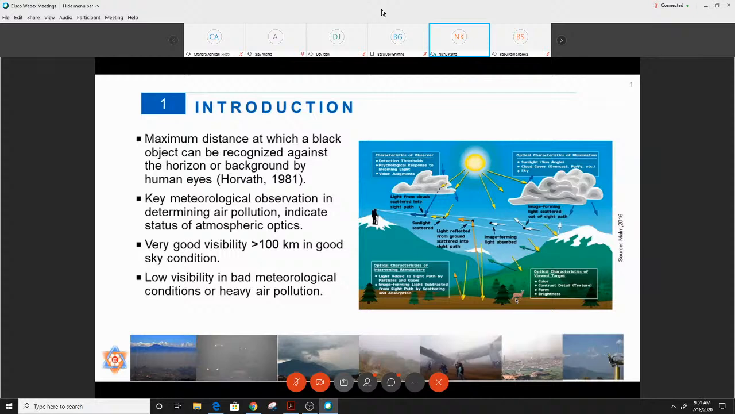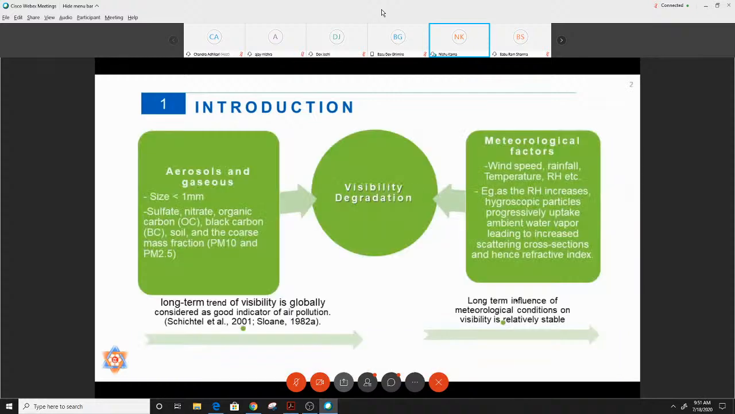Degradation in visibility occurs mainly due to two basic reasons: meteorological factors and air pollution factors. Among all meteorological factors, humidity has a very significant impact. Gases and aerosol components like sulfate, nitrate, organic compounds, black carbon, soil, PM2.5, PM10, etc., whose size is comparable to the wavelength of light, can change the optical properties of the atmosphere. Between these two, meteorological factors have a short-term effect, whereas air pollution has a significant and long-term effect.